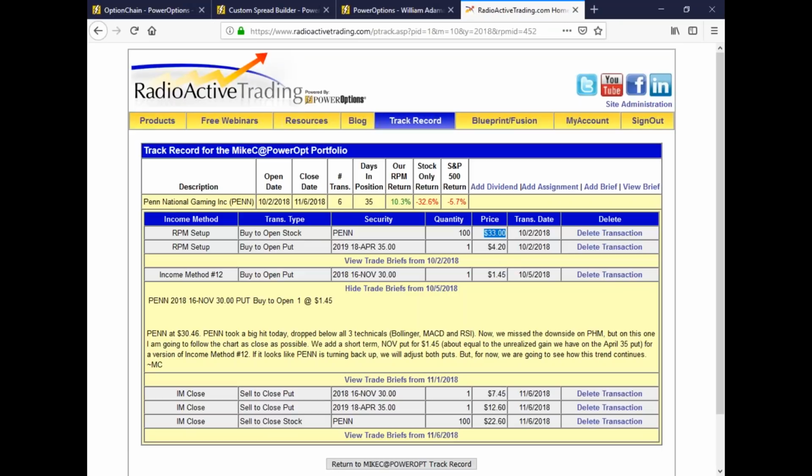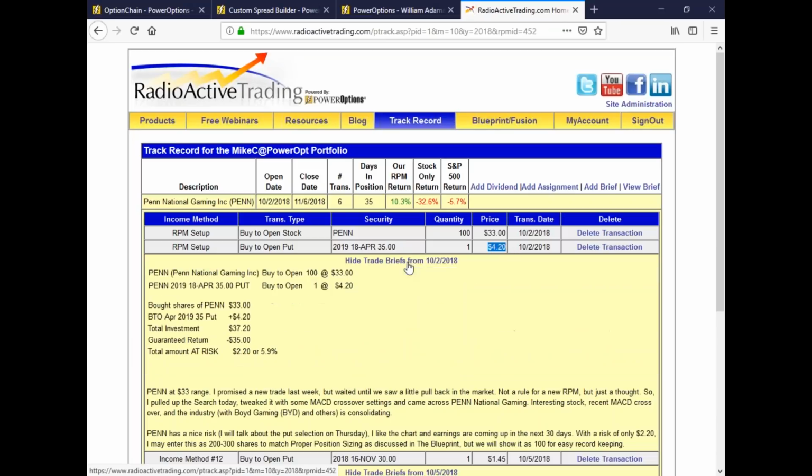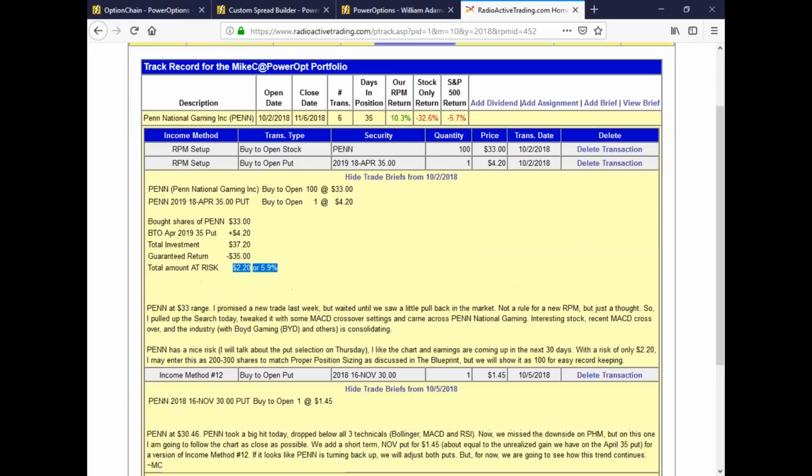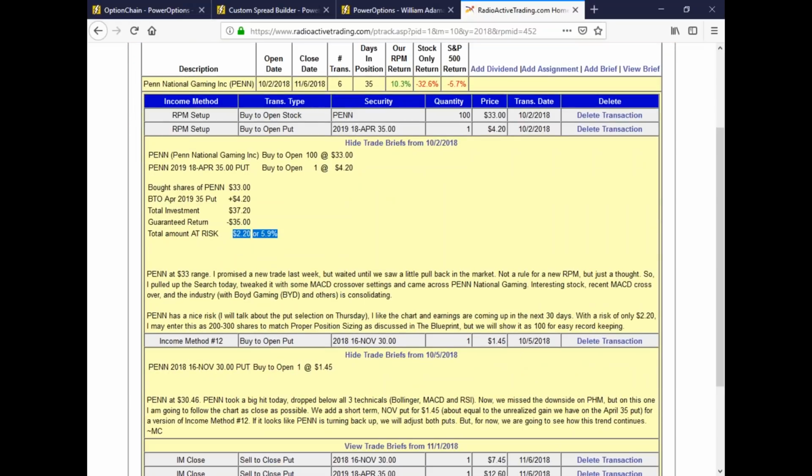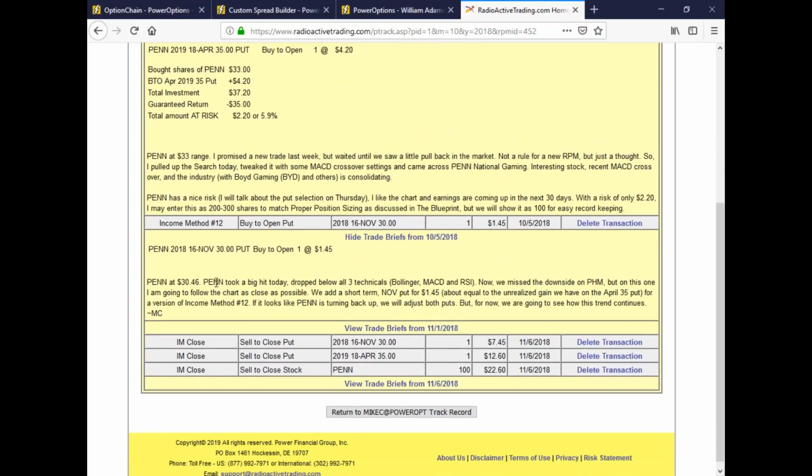I bought the stock at 33. And I bought an April 35 put for 420, which had a maximum risk, let's just take a look at that, a maximum risk originally 5.9% or 220. This was done on October 2nd. Now 3 days later, the stock had a trigger, and I write this up, took a big hit today, dropped below all three technicals, Bollinger Band, MACD, and the RSI, as well as the SMA 20, of course.